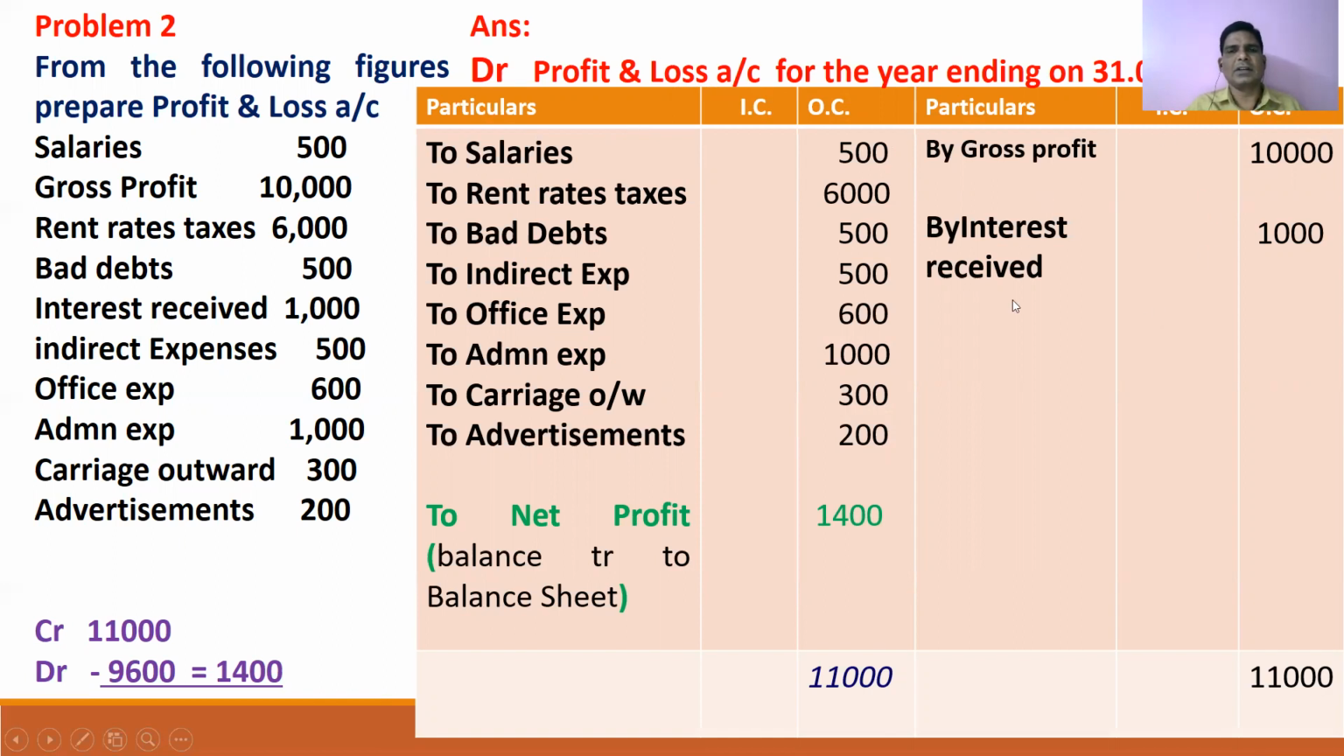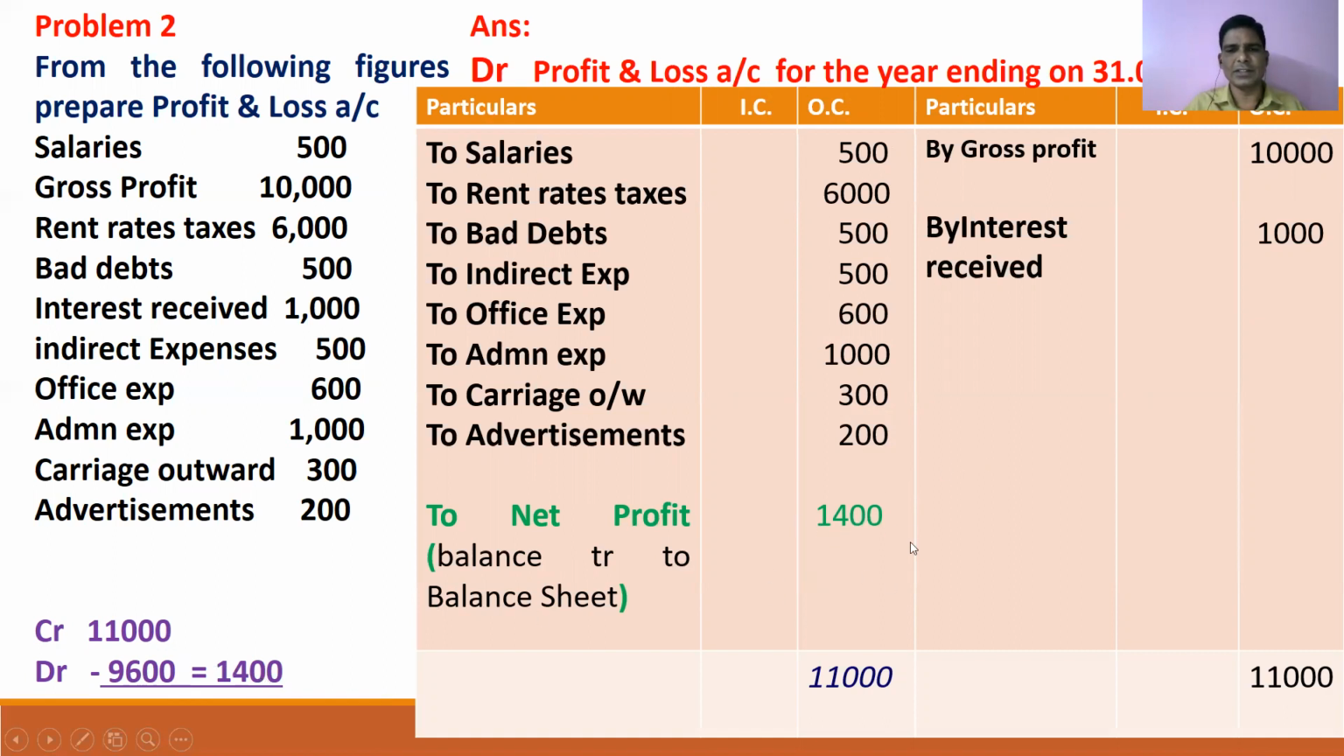Now let us balance the same. To balance any account, first you have to know the total of the debit side and the total of the credit side. You see, by simply 11,000 is the PC, profit and loss credit side 11,000. Debit side: 6,000, 7,000, 7,500, 8,100, 9,100, 9,600. Credit side is 11,000, debit side is 9,600. When credit is more, we are going to get profit, since income is more.